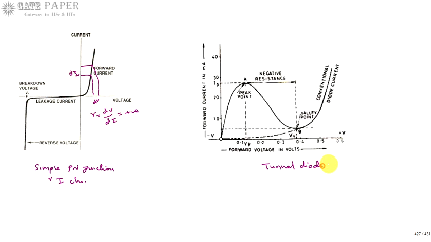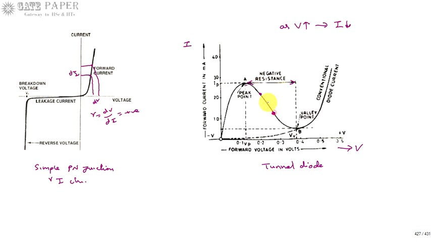In the tunnel diode characteristics, it is exhibiting positive resistance from 0 to A, and from A to B it is exhibiting negative resistance. This portion is called the negative resistance region, where the x-axis is voltage and the y-axis is current. As you are moving towards the right side, voltage is getting increased. As voltage increases, current is getting reduced.